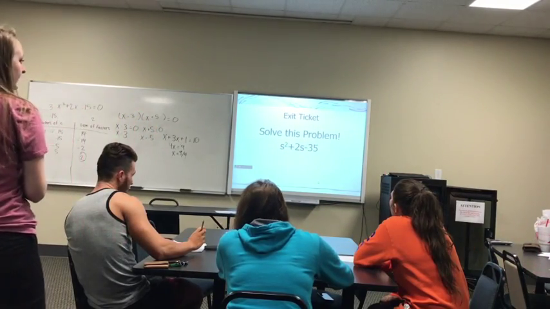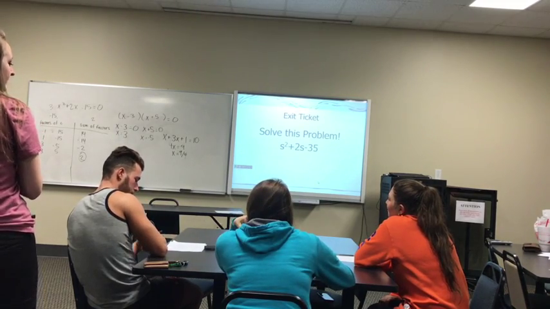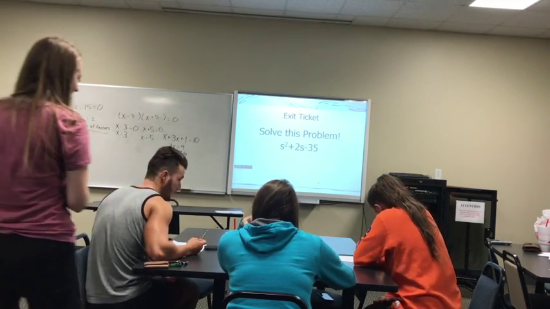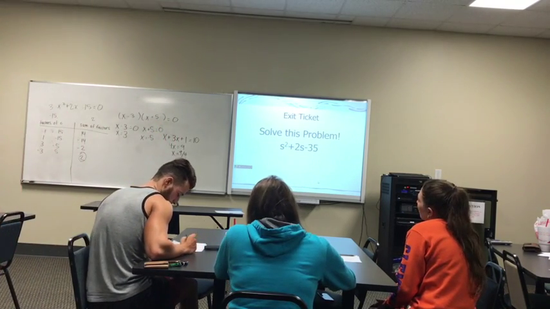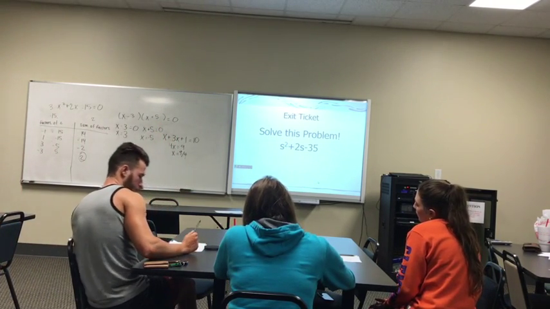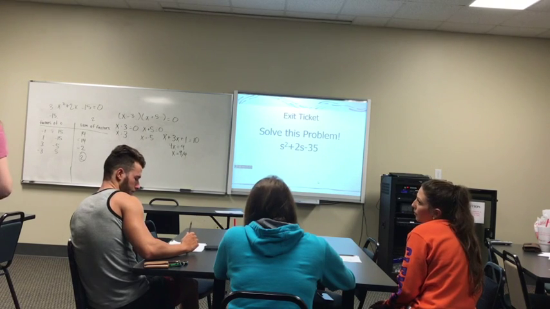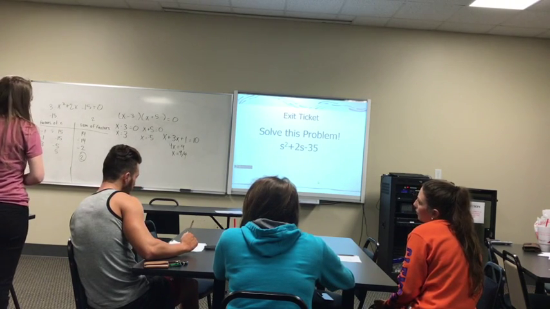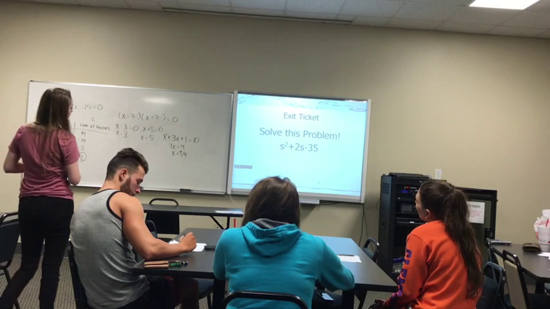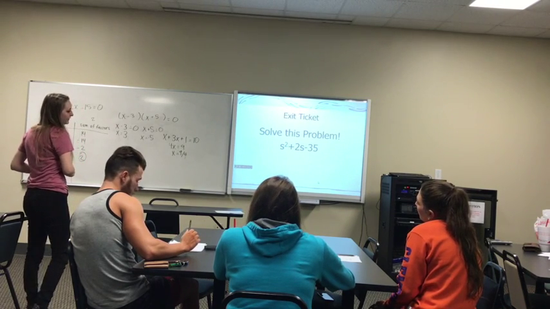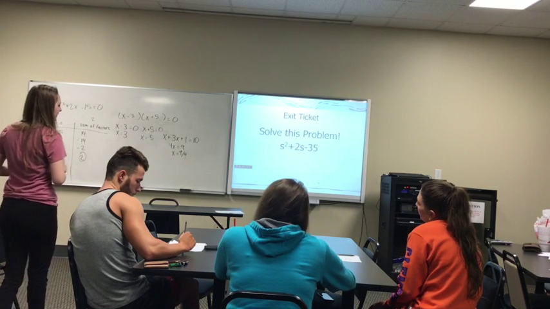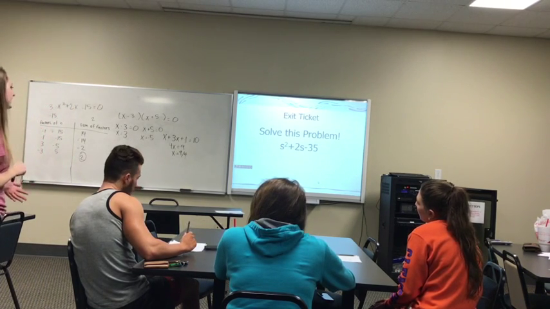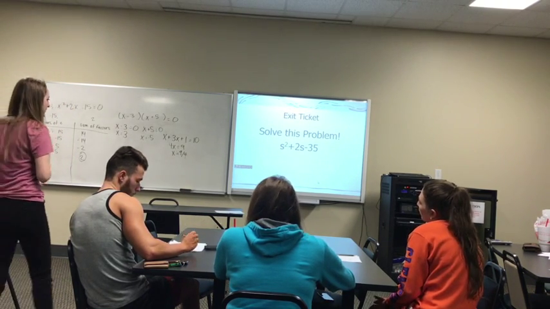Okay, who wants to give me what they got? I got x plus 7 times x minus 5. That's right. So you said x plus 7 and x minus 5. 7 and 5 can be multiplied together to get 35, but if you have a negative 5 and a positive 7, that gives you negative 35. It also adds together to give you positive 2x.